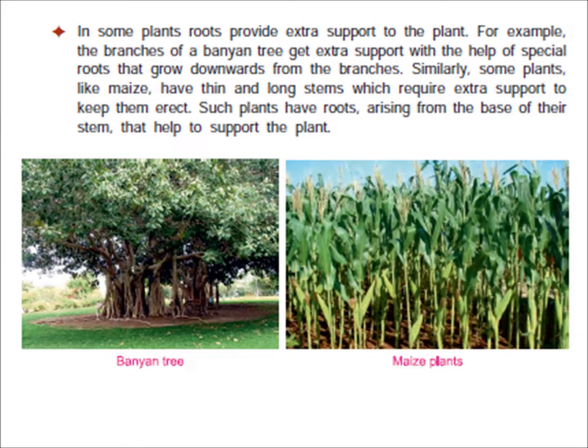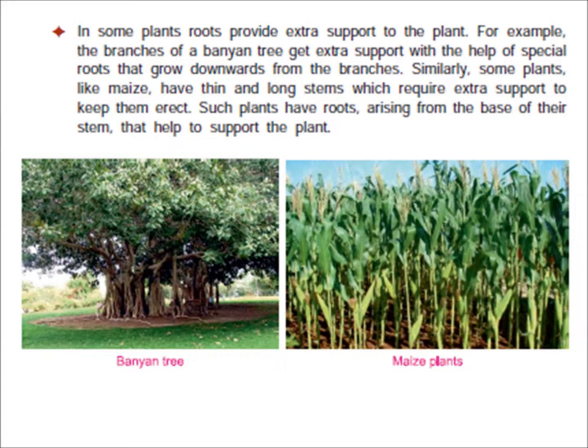Next is, in some plants, roots provide extra support to the plant. For example, the branches of a banyan tree get extra support with the help of special roots that grow downwards from the branches. Similarly, some plants like maize have thin and long stems which require extra support to keep them erect. Such plants have roots arising from the base of their stem that help to support the plants.